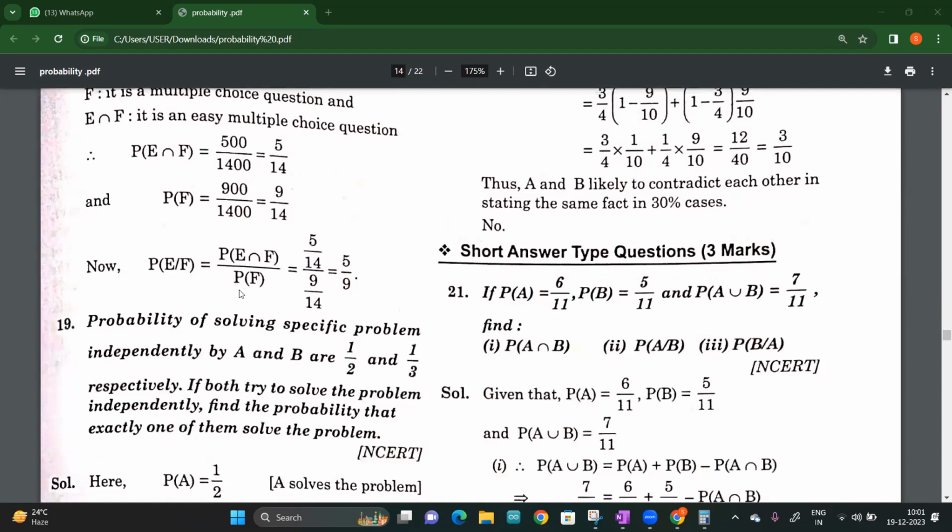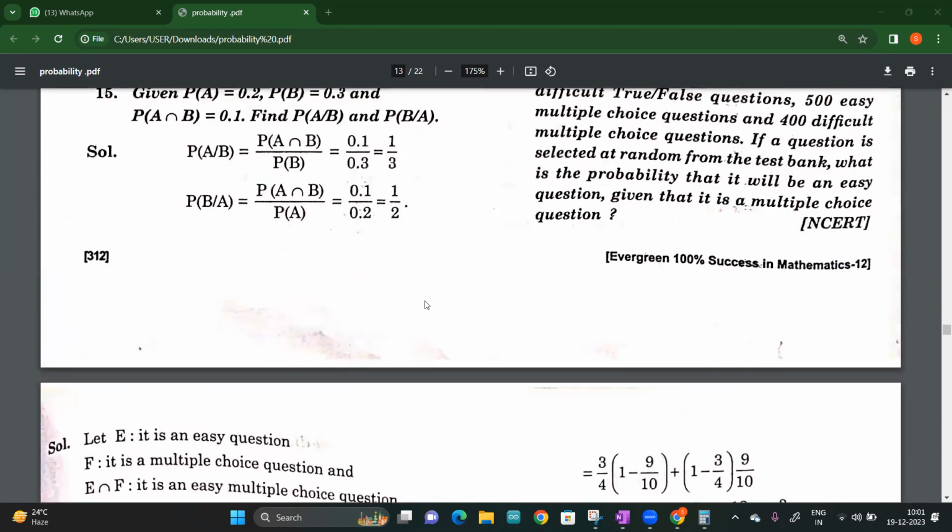So solve this question. E given F is asked. So what you want, MCQ types in the denominator. MCQs are 900, so that means 9 by 14. And the common value is 5 by 14, so the answer is 5 out of 9. Understood? Can I explain it again?